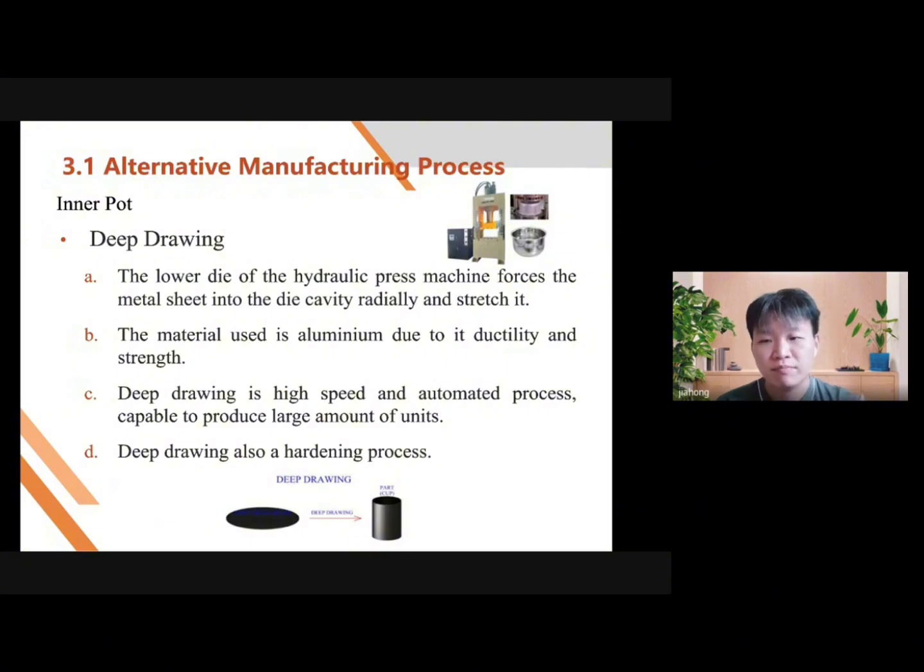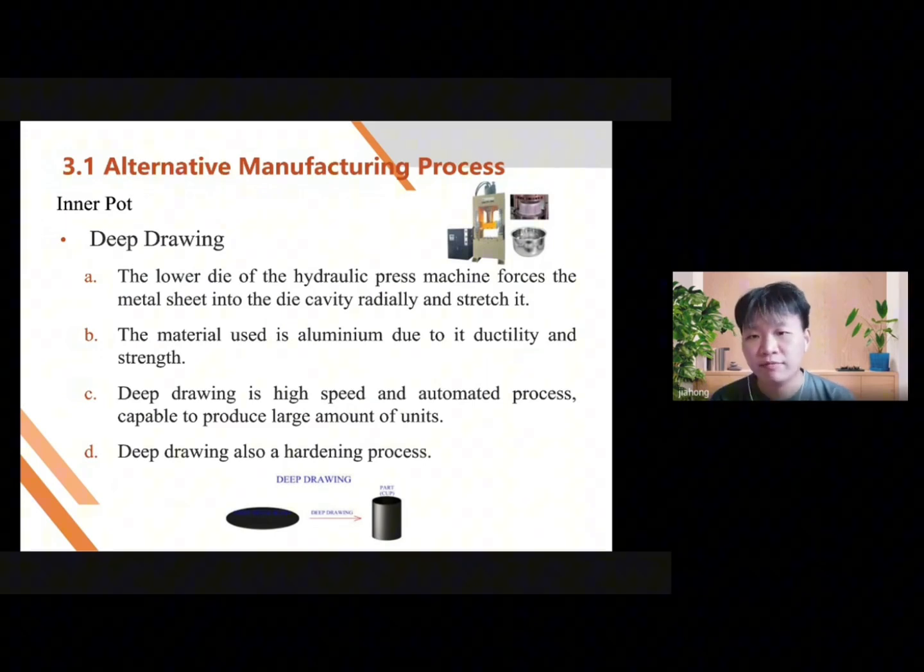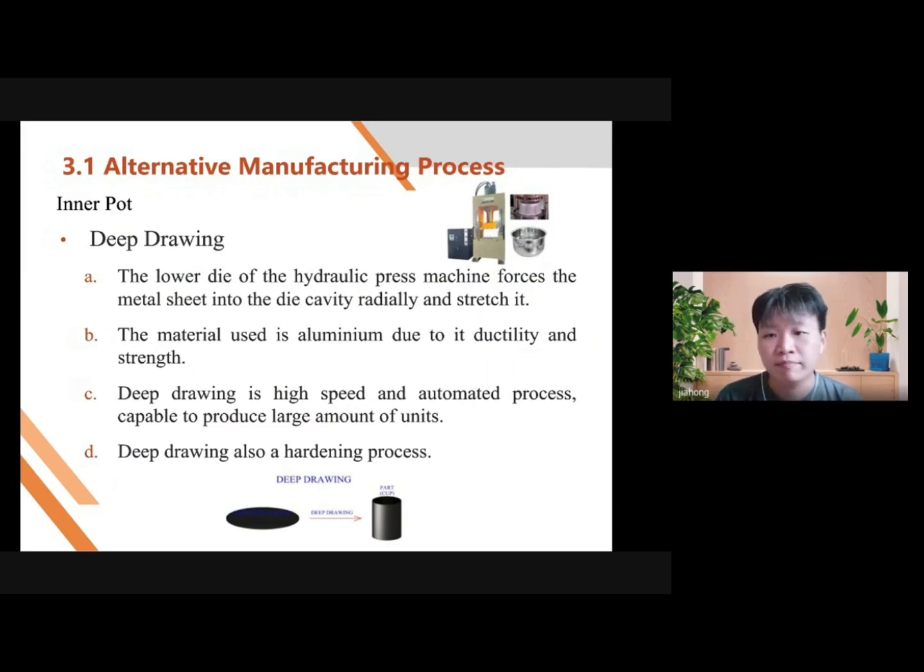So what's the difference between stamping and deep drawing? First, deep drawing is used to create a complex and seamless hollow part like a cup, like the figure I attached in the slide. Stamping, on the other hand, cuts and forms flatter parts quickly. So the main difference between these two manufacturing processes is the depth. If we want to fabricate a product with a specific or higher depth, we use the deep drawing process, like the inner pot of the rice cooker.